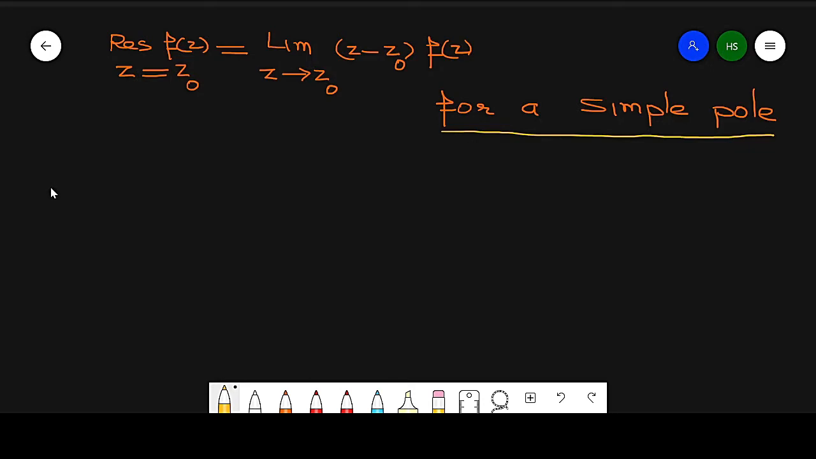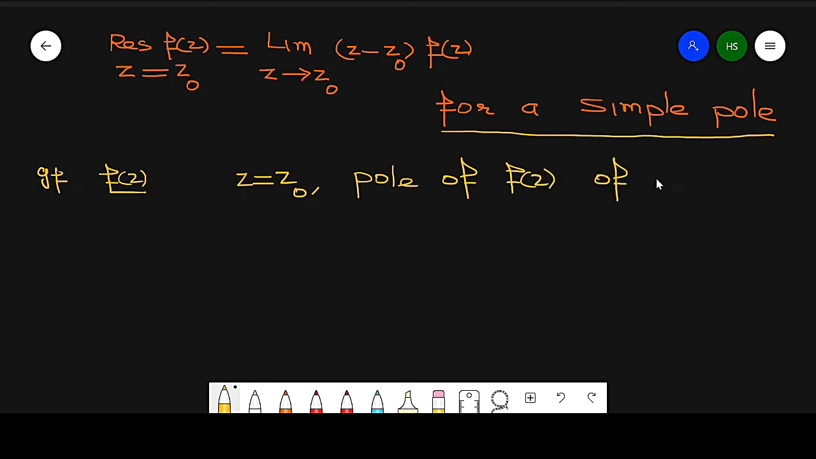Now suppose f(z) is some function and z = z₀ is a pole of the function f(z) of order m. So that was for a simple pole. Now we are discussing the residue of a pole of order m.